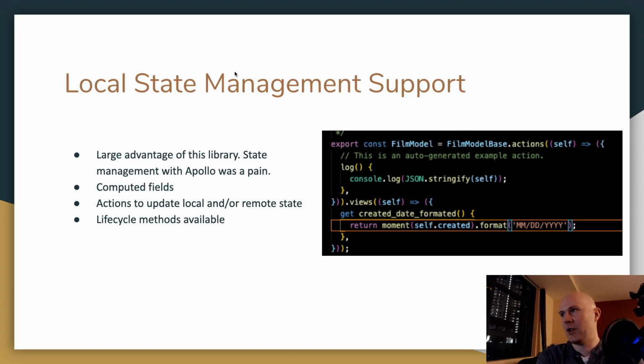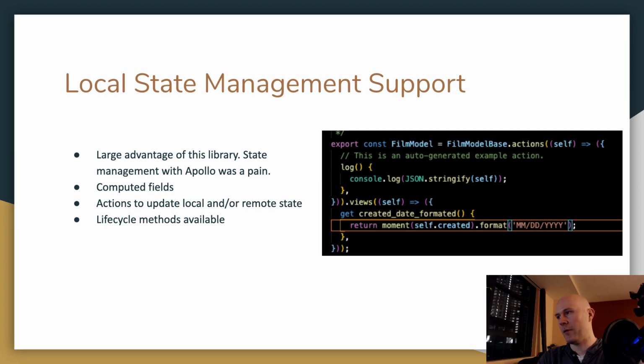As I mentioned in the previous slide, there's also local state management support, and here's just a little snippet of what's going on. Imagine a film model, like a Star Wars film. There's a lot of stuff that you can access. You can extend off of the general film model. In this example, I just showed one little thing where I'm taking the created date from when the film was created, and I'm creating another view that puts the created property in a different date format. So it's just one small example, but you can get really creative with it.